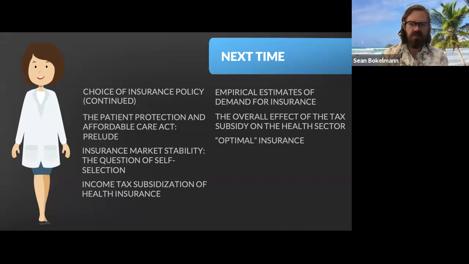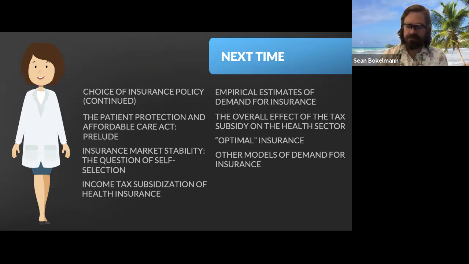We will then talk about optimal insurance, or efficient insurance, in other words. And then we'll look at a few other models of demand for insurance that are new or untraditional. And then that's the end of the chapter. So that's what we have to look forward to next week.